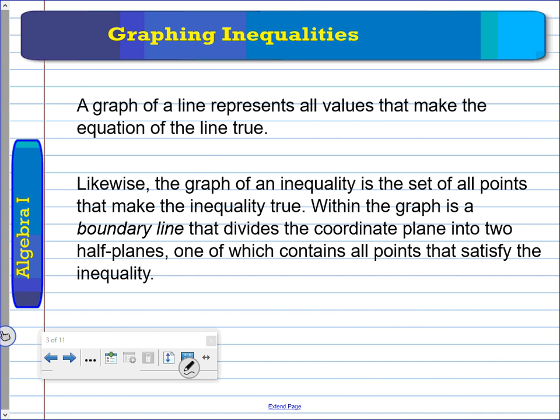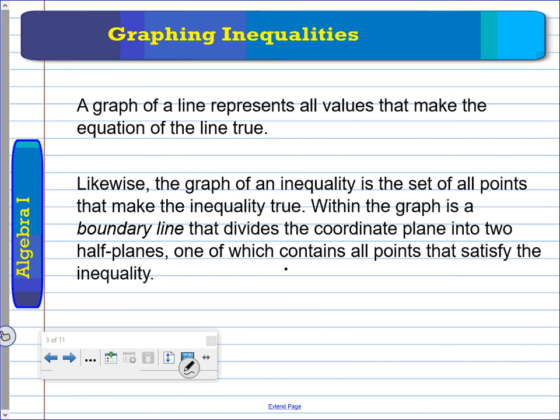We've already graphed inequalities with one variable. So the graph of an inequality with two variables is what we call a boundary line. It is just a graph of a line that divides the coordinate plane into two half planes, or basically cuts it in half. One of those halves will contain all of the points that do satisfy the inequality, and the other half contains all the points that don't satisfy the inequality.